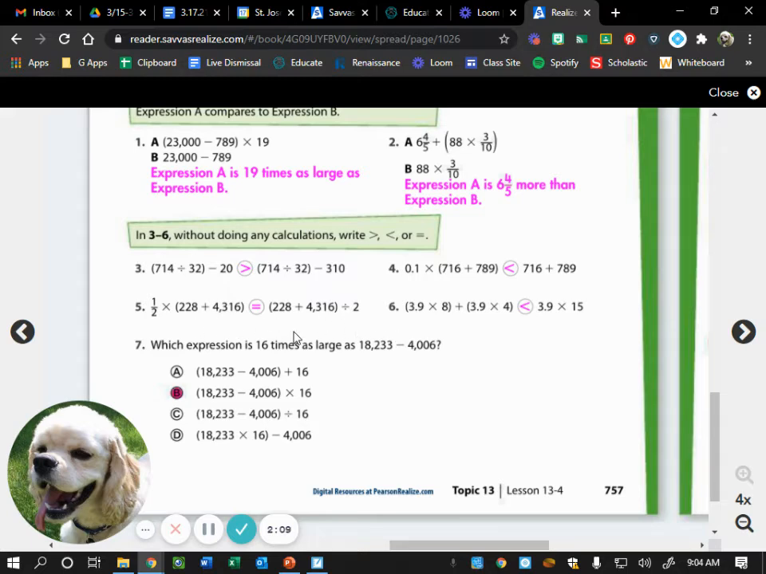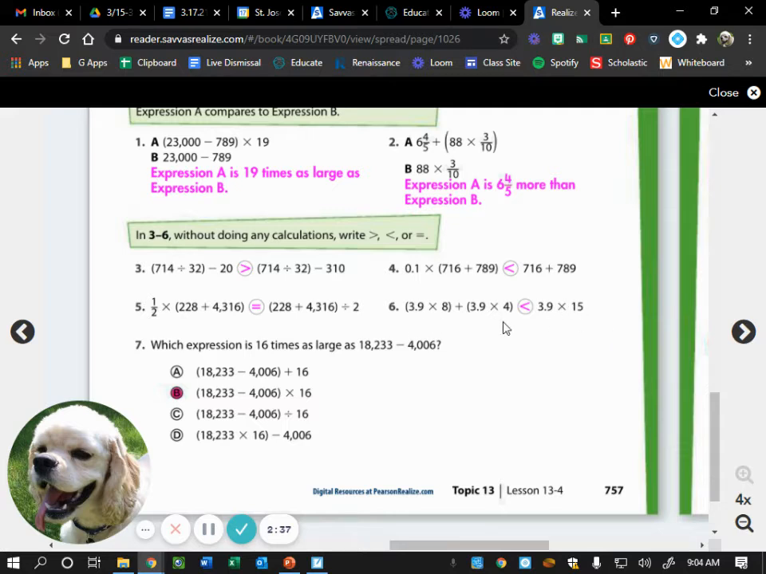Does that make sense, 5th grade? How many of you got number 5 correct? Okay, awesome. Then we have number 6. So number 6, both of them have a 3.9 in them. However, the first one, we're first multiplying 3 9/10 by 8. Then we're adding it to 3 9/10 times 4. On the right side, though, we have 3 9/10 times 15.